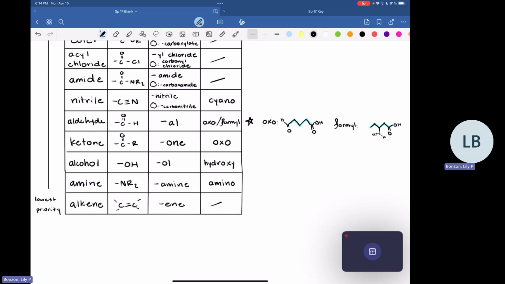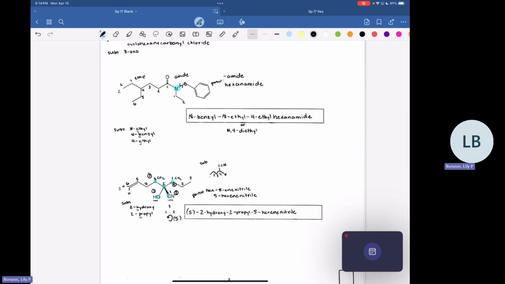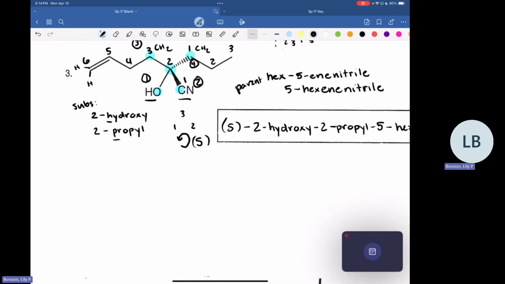Yeah, so the priority is just based on the functional group. Nitrile does get a higher functional group priority than an alcohol. So if you see a nitrile and an alcohol on the same chain, the nitrile will win for the parent name. But for R and S, that one's purely based on the molecular weight of the atom. So the higher the molecular weight, the higher the priority.